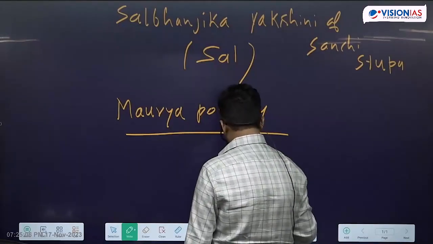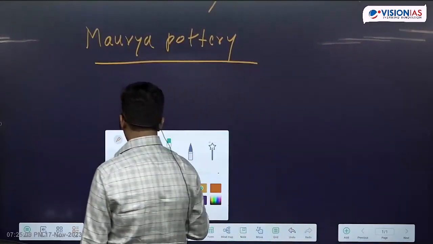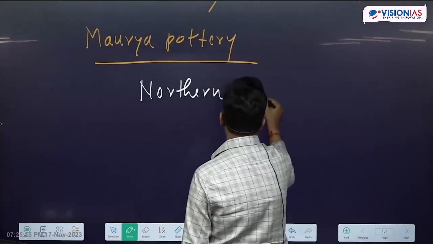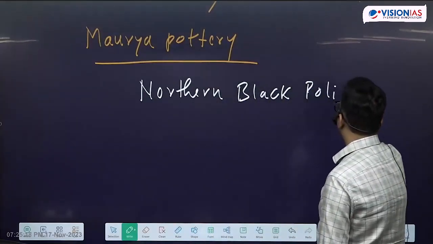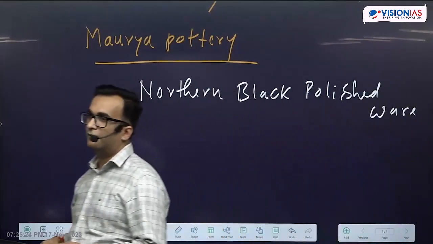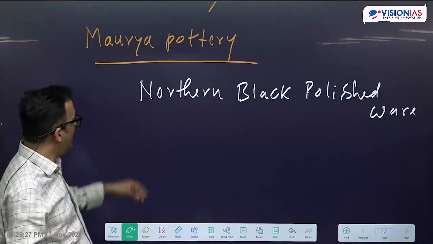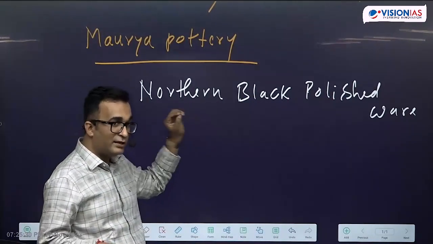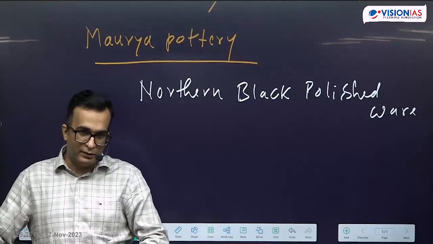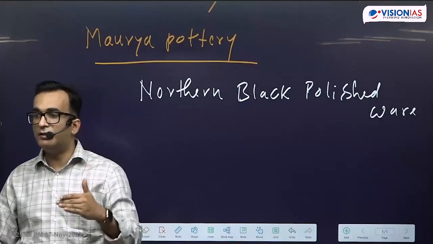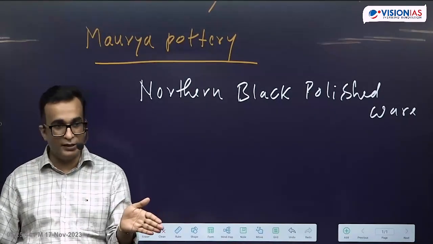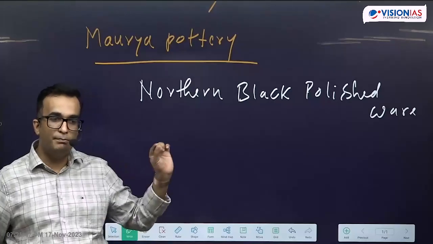So listen. The characteristic pottery of the Maurya period is known as Northern Black Polished Ware. As the name suggests, black means that it is in black color. It is said that it was the climax of pottery making. Climax of pottery meaning the highest stage of pottery making. Previous to the Maurya age, whichever potteries were created were not that refined. So this is the best of the pottery.